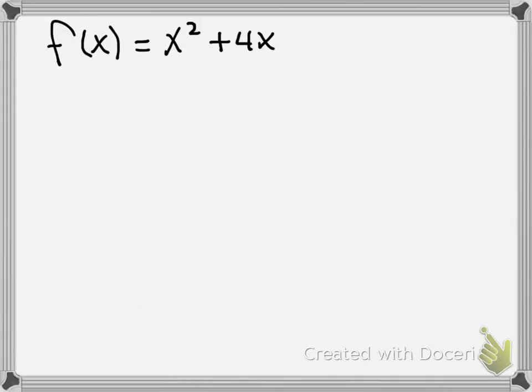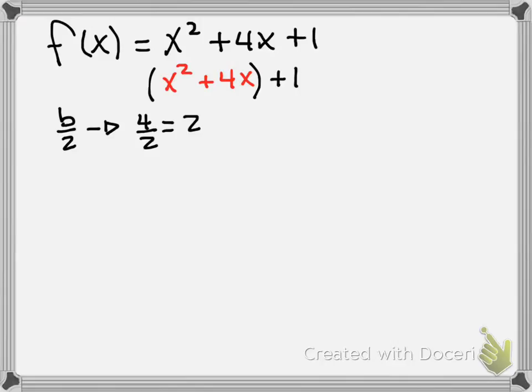Now, let's look at another one. Again, I group the x's together. And I take the b over 2. In this case, it is 4 over 2. That becomes 2. When I have the 2, I square it. That becomes 4.